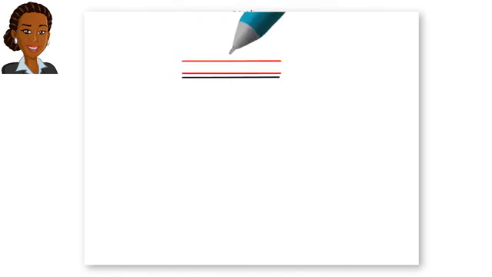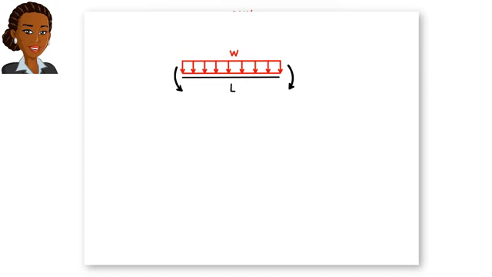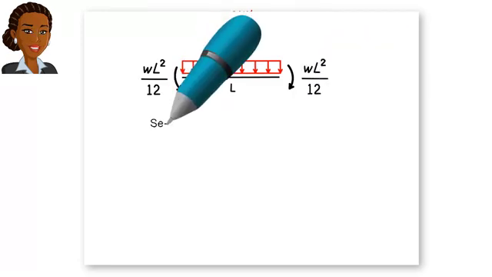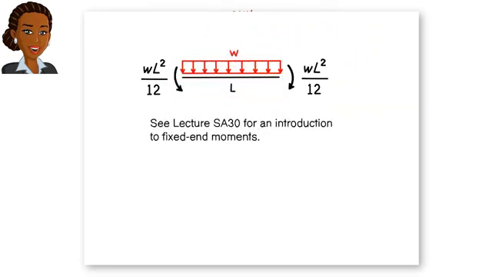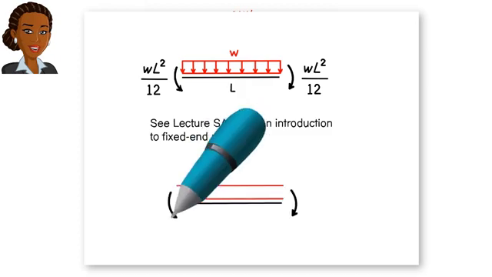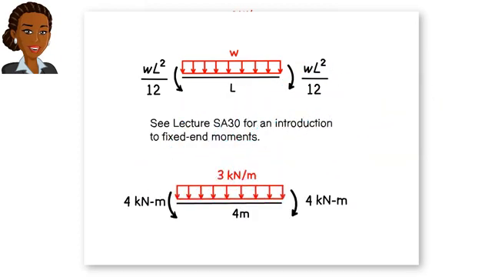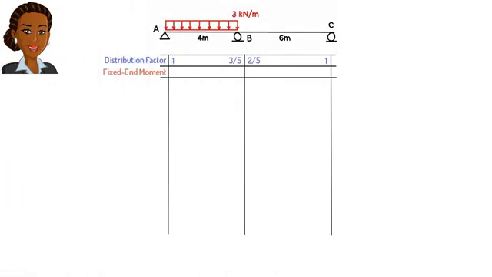Recalling from the slope deflection method, we know that a beam of length L subjected to a uniformly distributed load of W would have WL squared over 12 for its fixed end moments. In our case, this means the left and right fixed end moments for AB each has a magnitude of 4 kilonewton meters. The left moment, since it is counterclockwise, is considered positive, and the right moment is considered negative. We enter these values in our table like this. These are considered the initial moments at joints A and B to be balanced once the iterative process begins.